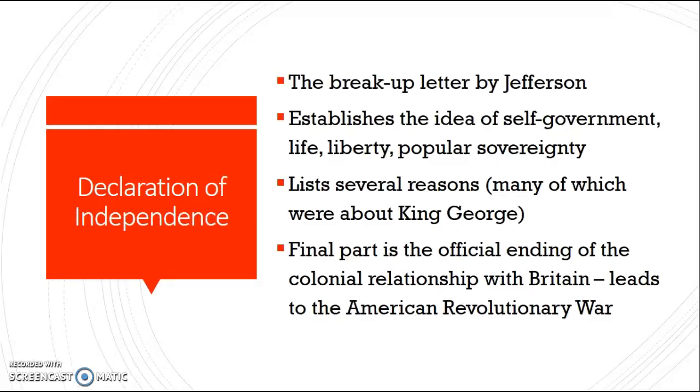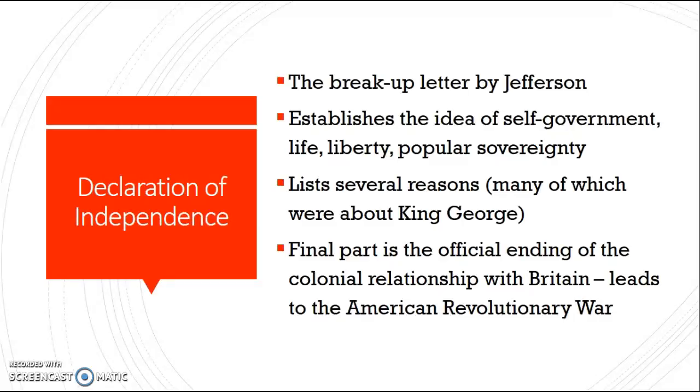And then the second part is where he's going to list various reasons for separating from Great Britain. Many of these are actually directed towards King George. What's interesting is that King George's name is never mentioned explicitly, but it is, of course, implicitly implied. And then the final part is where they're going to try to end, at least on paper, the colonial relationship with Britain, basically breaking up. And this is going to lead to the American Revolutionary War. So this is a major document, certainly a foundational document for Americans to look at. And while this is just a breakup letter on paper, it leads to the war.